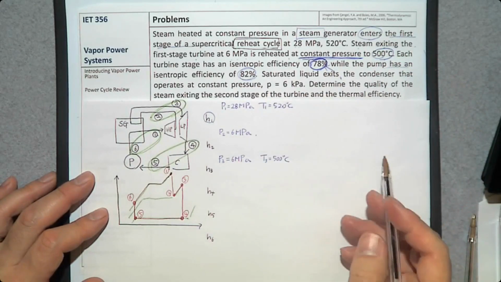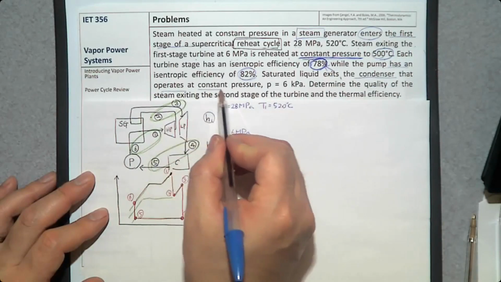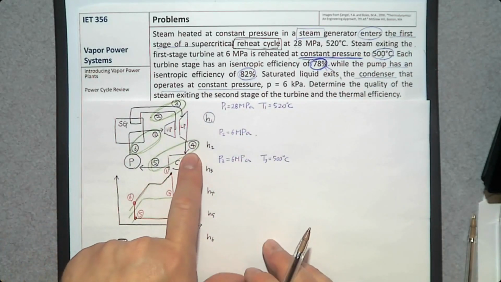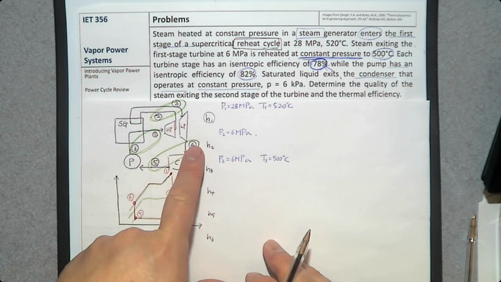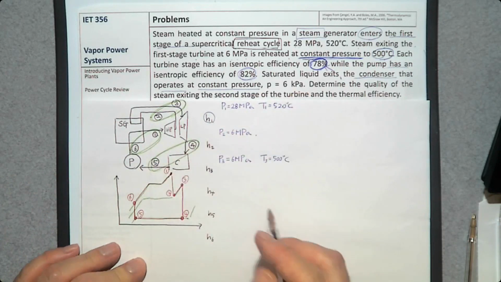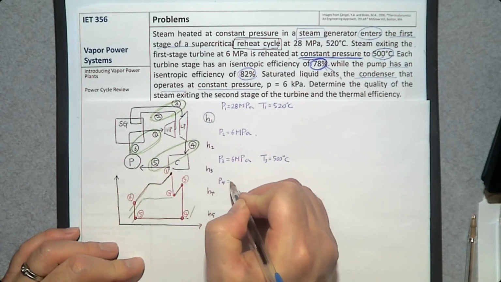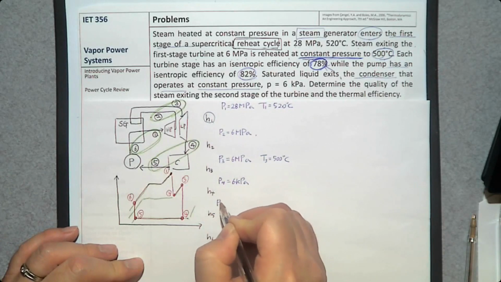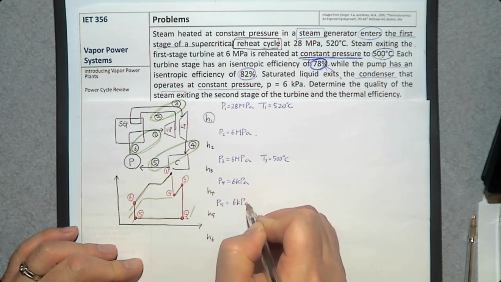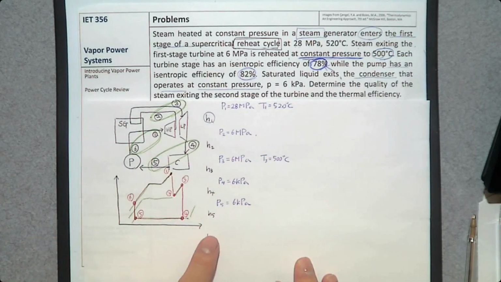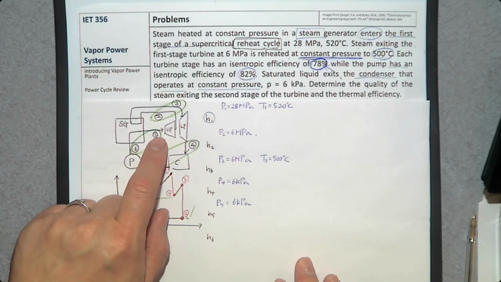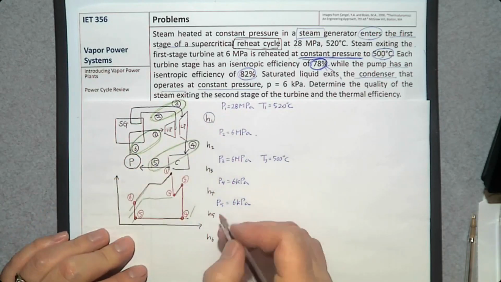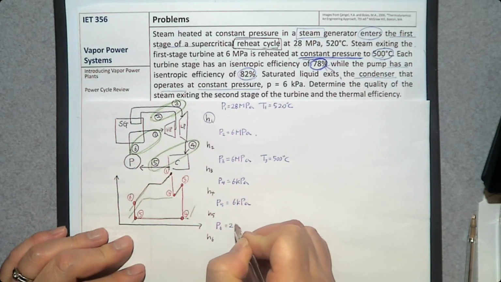Okay. Now, the condenser operates at constant pressure. So the inlet of the condenser is number 4. The exit of the condenser is number 5. Both of them are at 6 kilopascal. So P4 is 6 kilopascal. P5 is 6 kilopascal. What about P6? That's the inlet of the steam generator, and this steam generator runs at constant pressure. So P6 is the same as P1, and P1 is 28 megapascal. So P6 is also 28 megapascal.